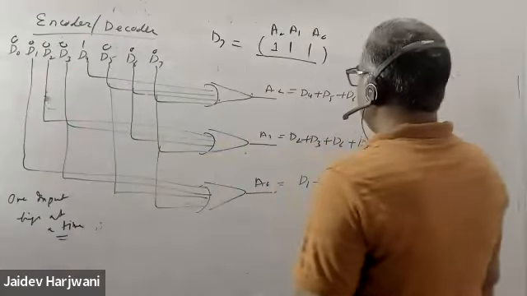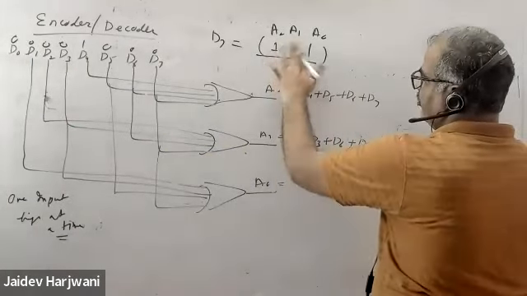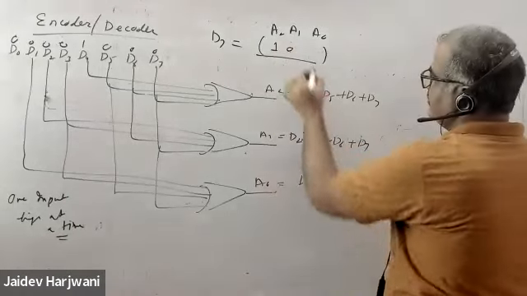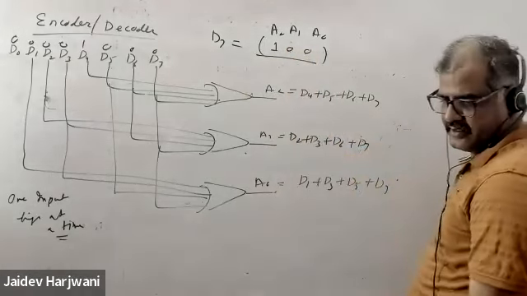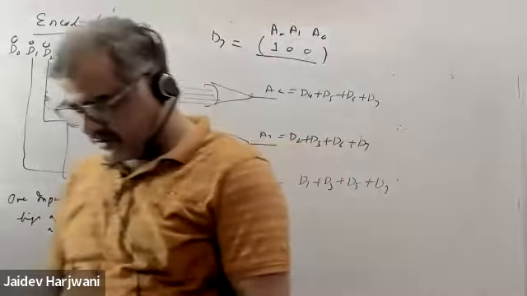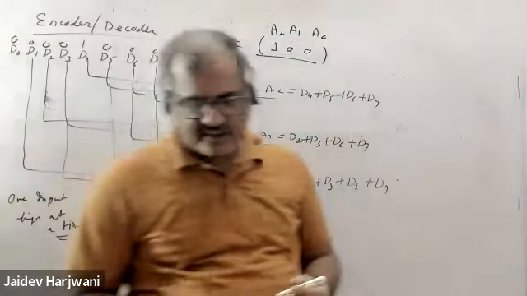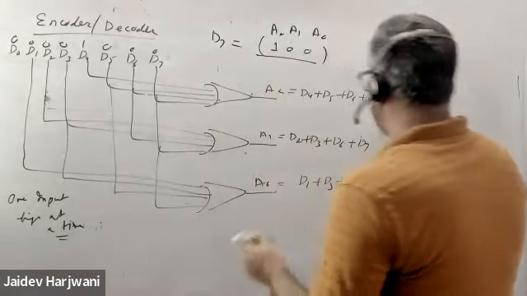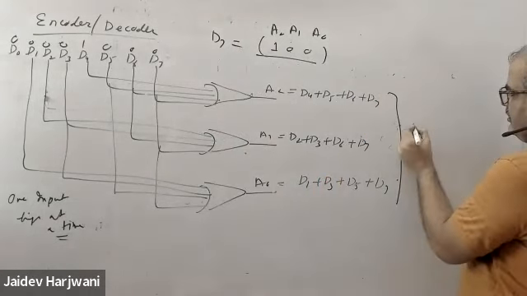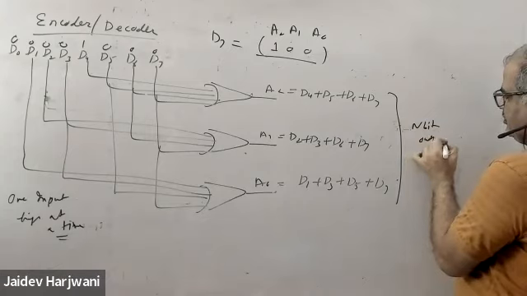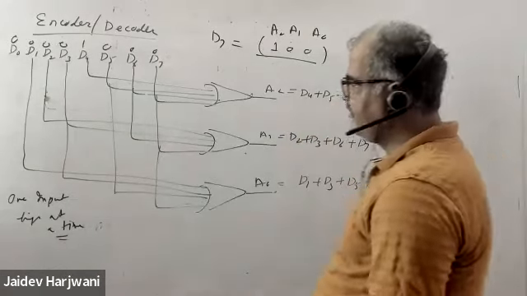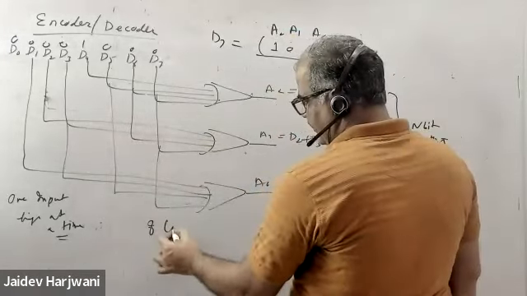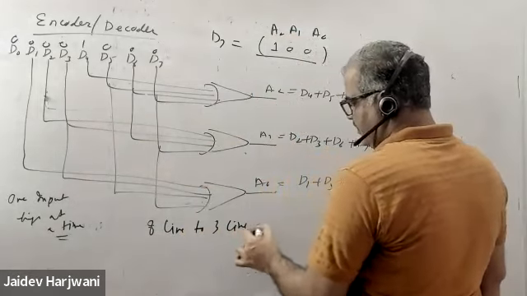Once I make 4 a 1, automatically my A2 becomes 1. Here 4 is not there for the others, so A1 becomes 0 and A0 becomes 0. So this is stored like 100. In this way, by using this circuit, you can code. D7 will be coded like 111. You're coding in an n-bit output, here a 3-bit output. You have 8 lines and you're encoding in 3 bits. That's why it is called an 8-line to 3-line encoder.